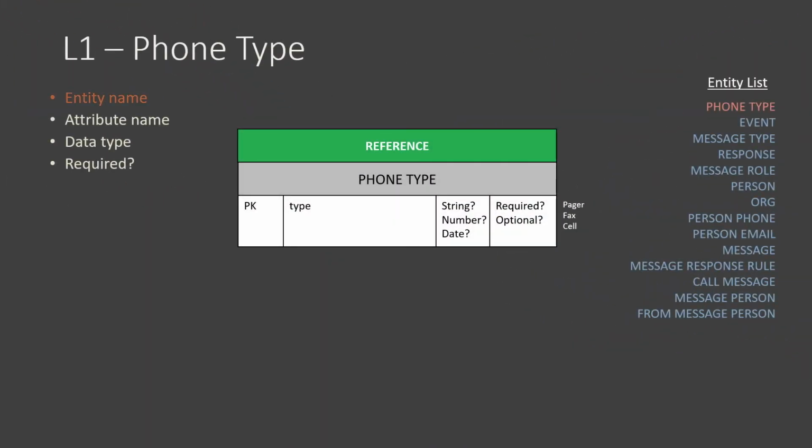Phone type is first. Phone is not completely spelled out, so the entity name is enhanced to telephone type. The entity's single attribute type is a valid class word, but it is too general for a name and needs to be qualified. Thus, the word telephone is included. We can easily determine the data type as string based upon the sample values, pager, fax, and cell. And since this sole attribute is the primary key, it must be marked as required.